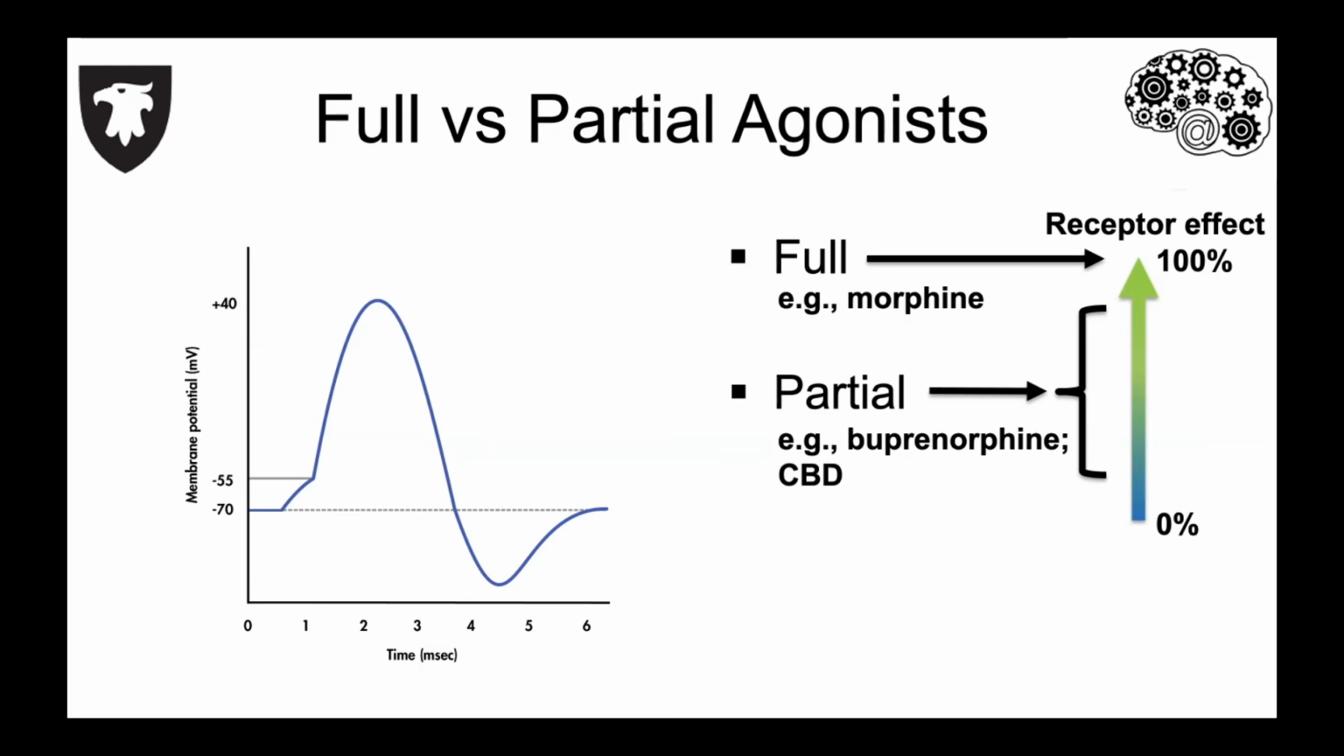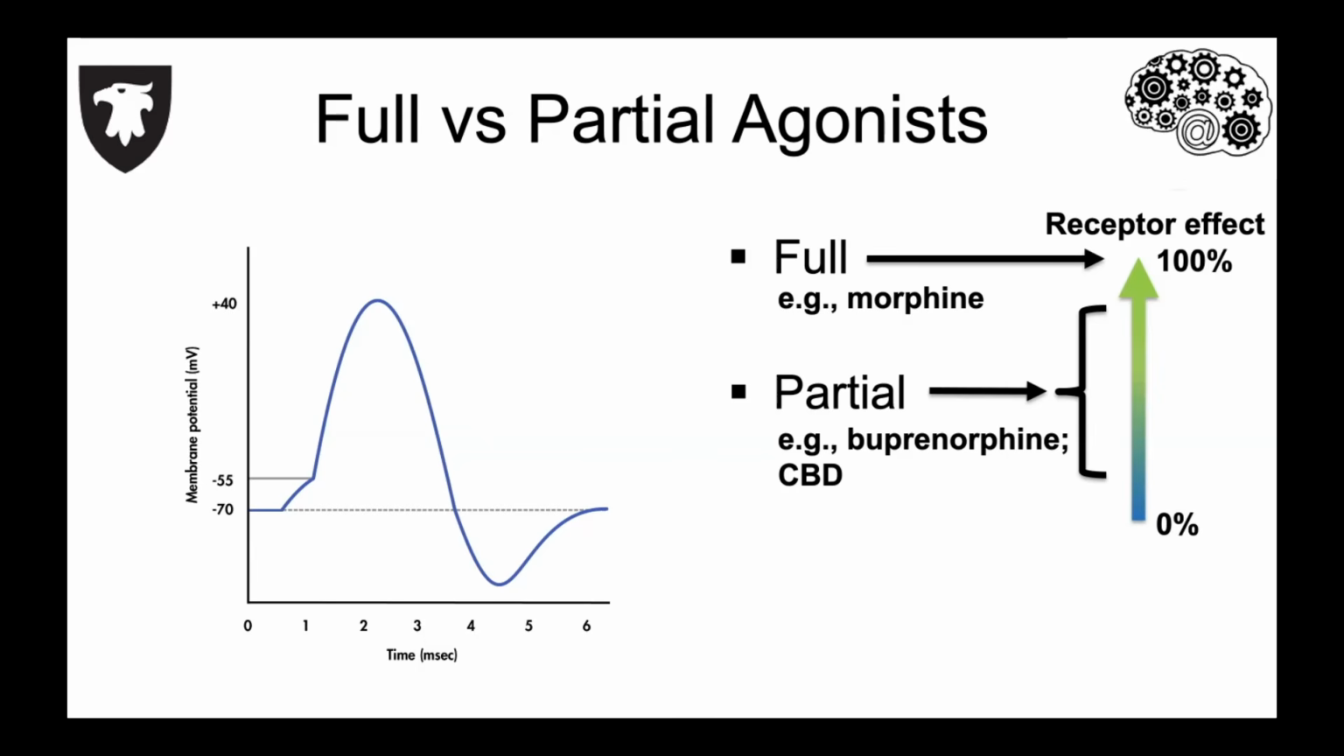Similarly, cannabidiol, better known as CBD, one of the main components of cannabis, is a partial agonist for the serotonin 1A receptor. Serotonin is implicated in mood regulation, and activation of the serotonin 1A receptor can reduce anxiety, which may account for the perceived anxiolytic effects of CBD.